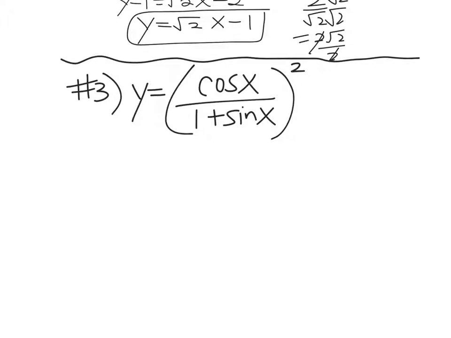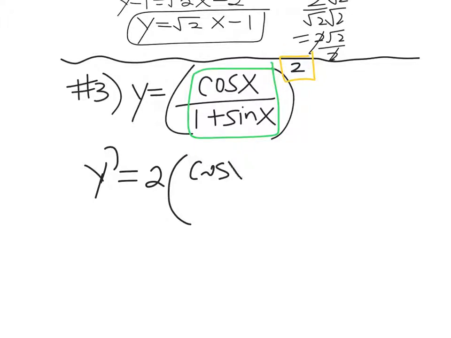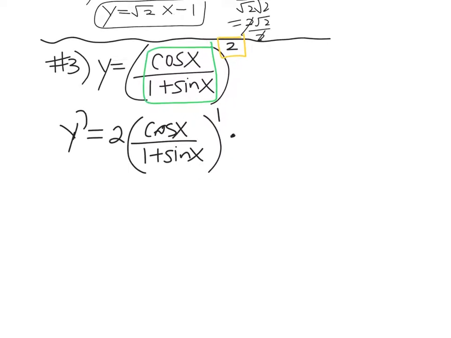Okay, so here we go. Here's our game plan. We have 2 functions here. That's it. It looks like more than that, but it's just 2. We have our outer function of the power of 2, and we have our inner function of that whole thing, but that's going to be quotient rule. So here we go. The derivative is, start with the outer function first. Bring the 2 down to the front, leaving you with cosine x, 1 plus sine x to the first power. You subtract 1 off. Times, and now here comes quotient rule.